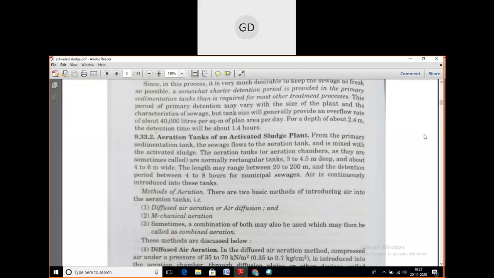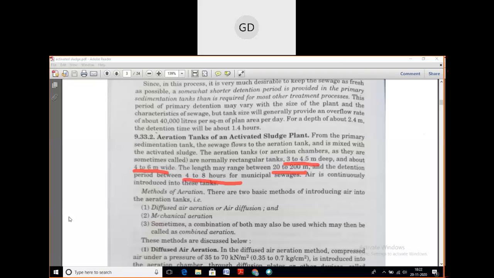The aeration tanks are normally rectangular in shape. They are 3 to 4.5 meter deep, 4 to 6 meter wide, and the length ranges between 20 to 200 meter, and the detention period is between 4 to 8 hours for municipal sewages. You can underline or remember this later: 3 to 4.5 meter deep, 4 to 6 meter wide, length ranges between 20 to 200 meter, and detention period is between 4 to 8 hours for municipal sewages.